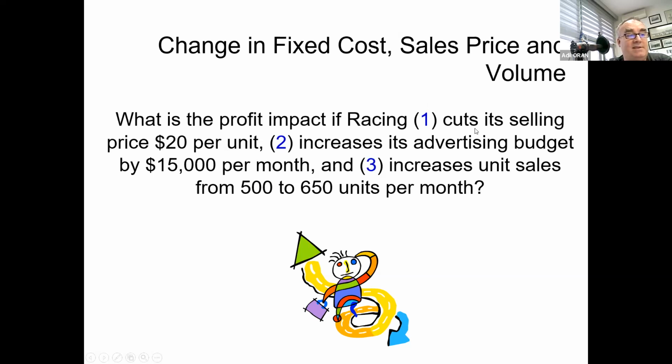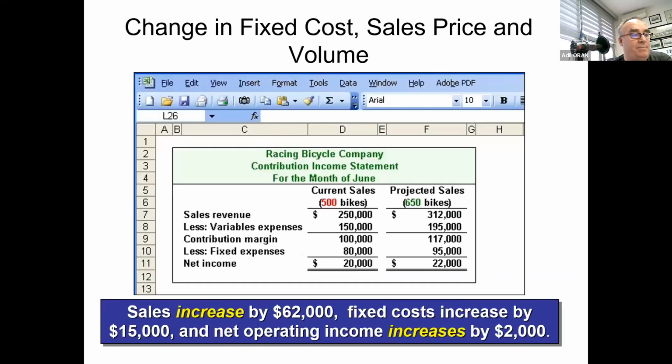So the lower price and additional advertising increases sales by 150. So all of these 3 happening together, what effect will this have on our profits? So let's go through the steps. This was under the original conditions, 500 bikes selling for 500 each at a cost of 300 each with fixed costs of 80,000. We had a profit of 20,000.